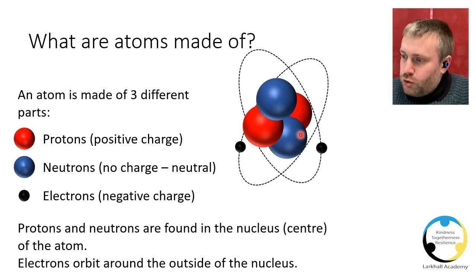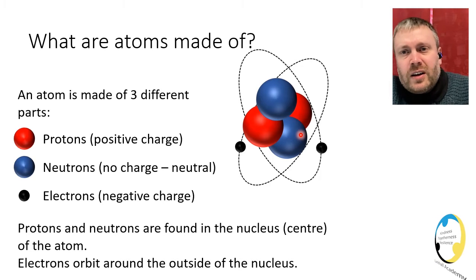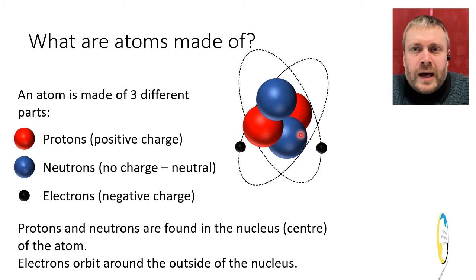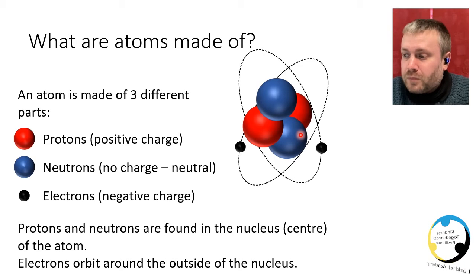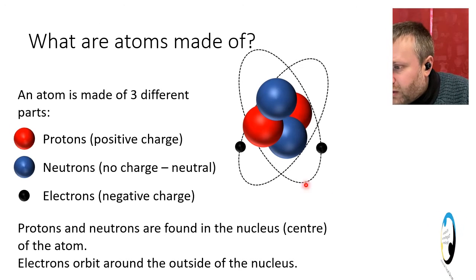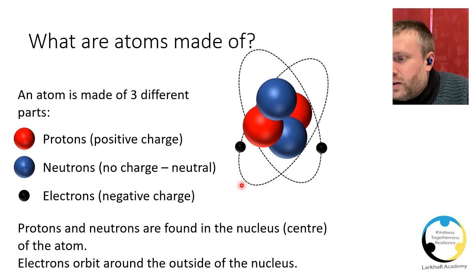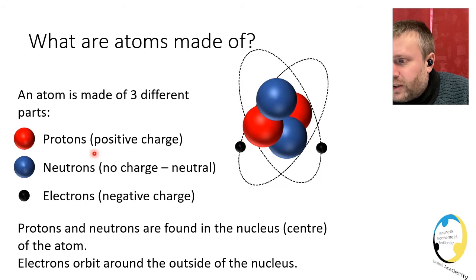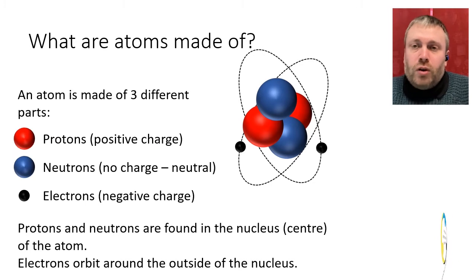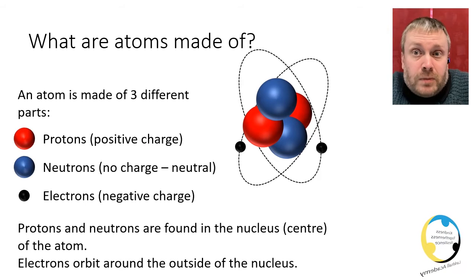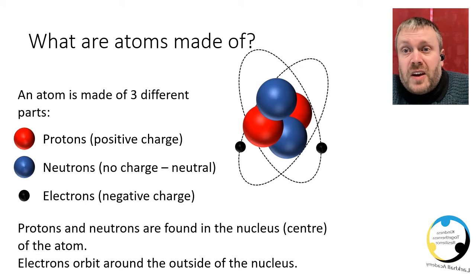However, the electrons orbit around the outside, a little bit like a cloud, or a little bit like the way the planets orbit the sun in our solar system. There's actually lots of empty space between where the electrons are and where the nucleus is. So actually, the biggest part of an atom is made up of empty space.